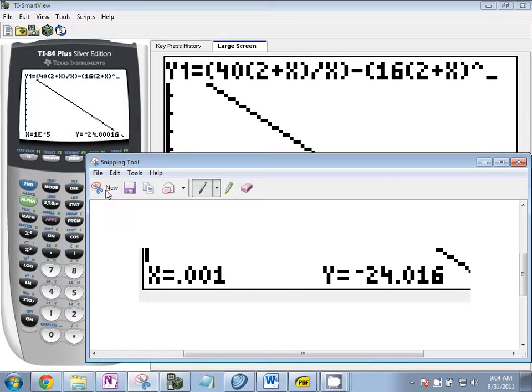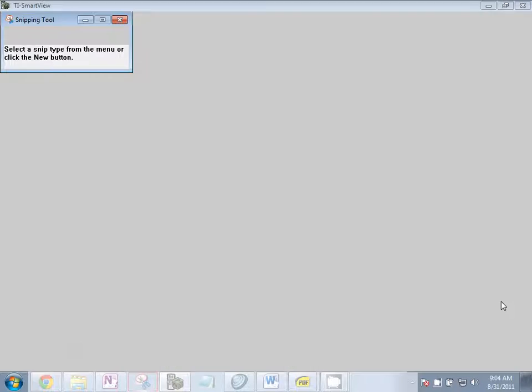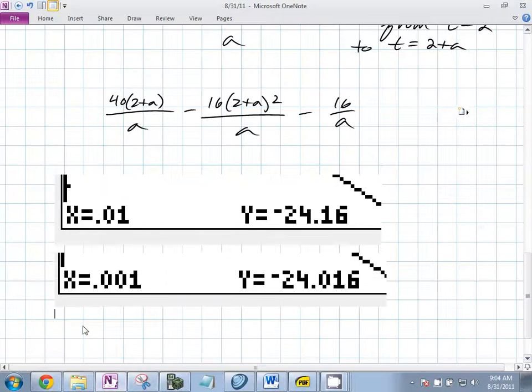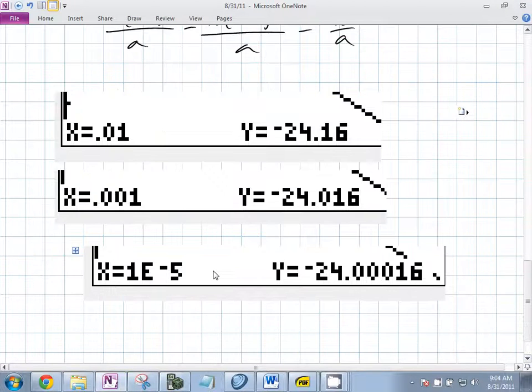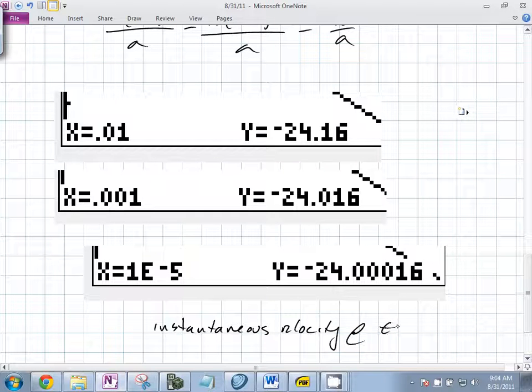So do you have a strong suspicion as to the actual value? 24. Do you have a strong suspicion? Yeah. Is that a proof? No. We strongly suspect, we've got a hunch, that the instantaneous velocity at time equals 2 is negative 24 feet per second.